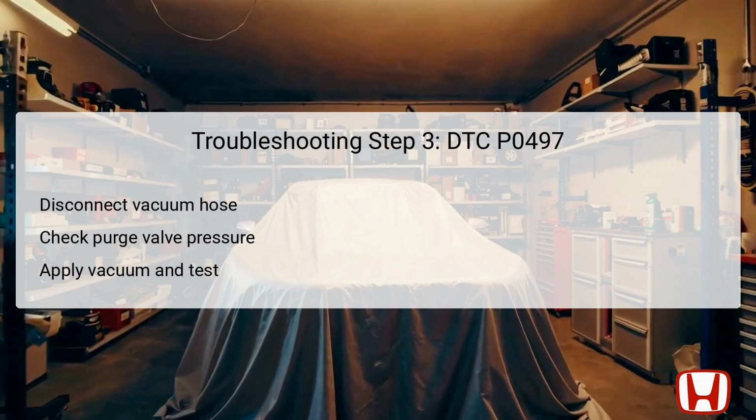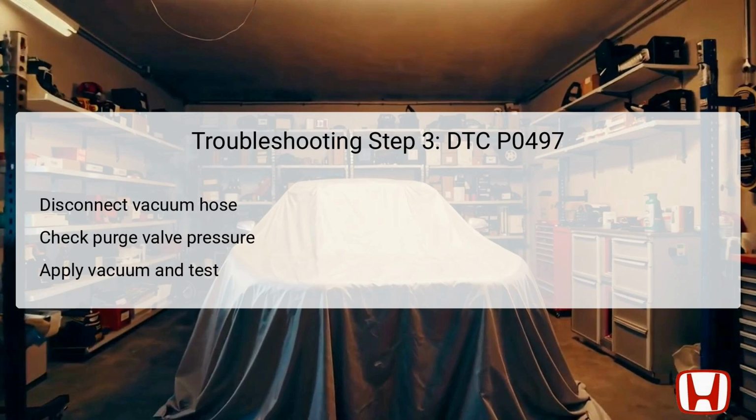In the third troubleshooting step, you will identify the possible failure area by first disconnecting the vacuum hose from the EVAP canister purge valve. This step is crucial for determining if the issue lies within the valve or the line connected to it.